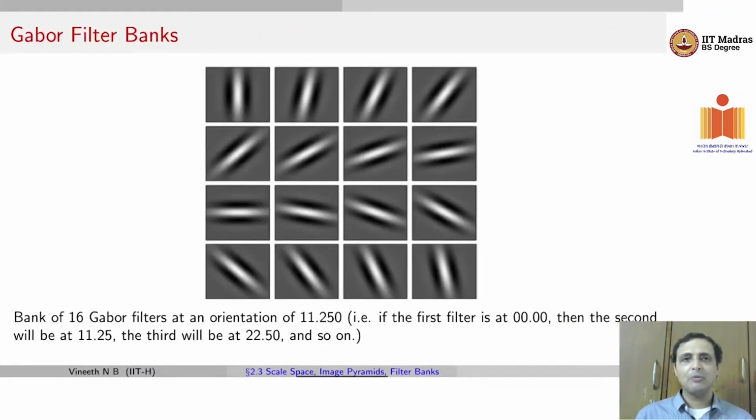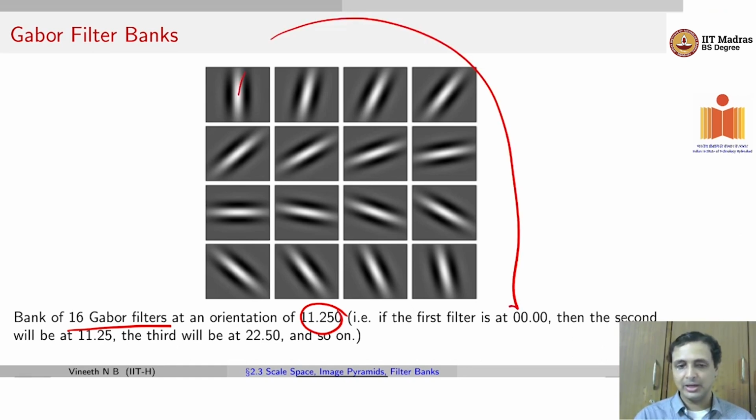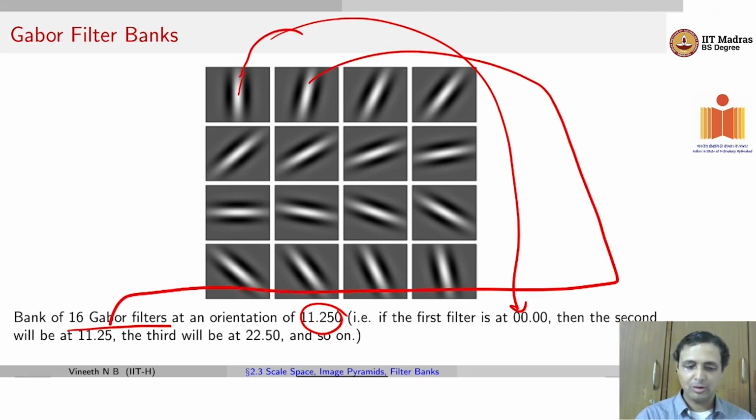So here is a filter bank of Gabor filters. This has 16 Gabor filters at an orientation of 11.25, which means if your first filter has an orientation of 0, your next filter will be 11.25, the next filter would be 22.5, so on and so forth. And you can see the Gabor filter being rotated, and you now have an entire bank of Gabor filters.